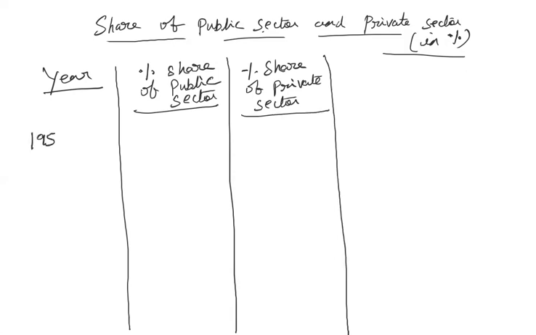First, 1950-51. In 1950-51, the percentage share of the public sector was only 8%. Alternatively, the private sector share to the GDP was 92%, contributed by the private sector, and only 8% was contributed by the public sector, because during the British rule, the private sector was given more importance.